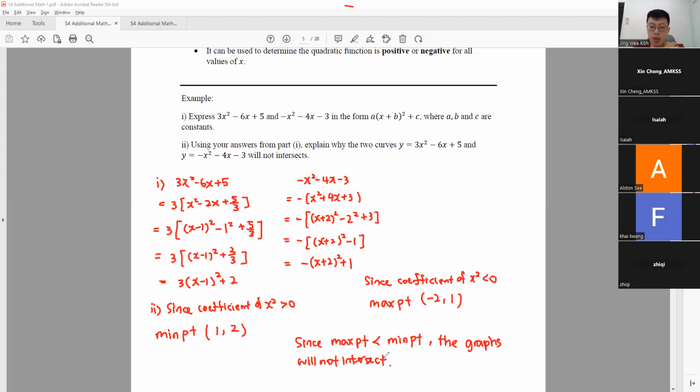You can see I'm using maximum and minimum. One of them, the maximum, is only until 1. Graphically, this is how it looks. Just imagine my graph is a sad face graph. It reaches this point only. This is my 1, so the graph reaches like that. Then the other graph, this one, 3x squared minus 6x plus 5, this is 2. It looks like that. So when the minimum point is more than the maximum point, they will definitely not intersect each other.